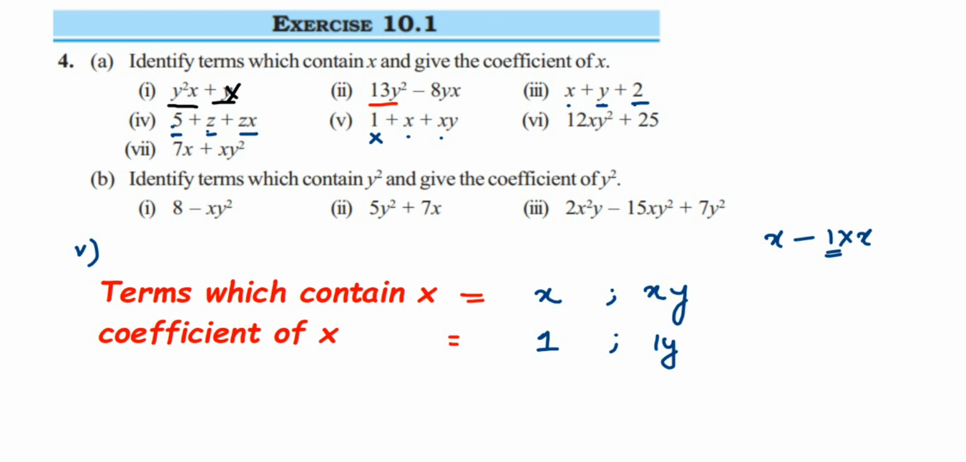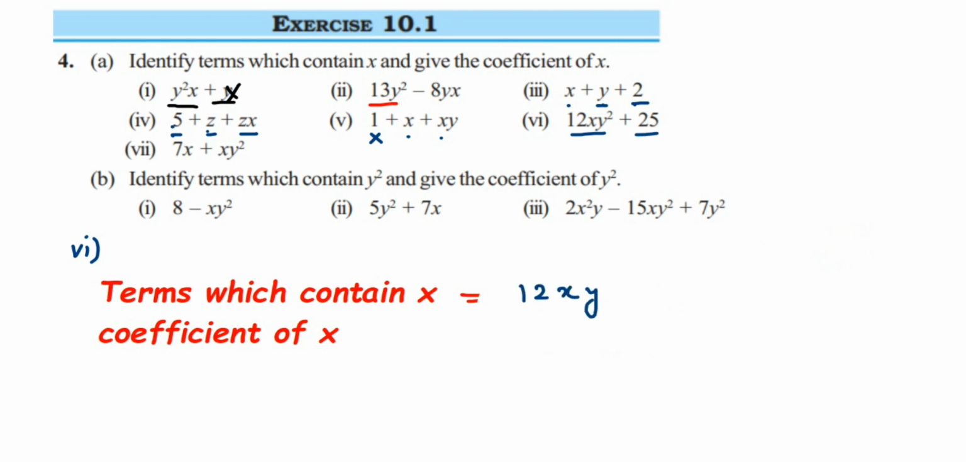The next one, the sixth one, is 12xy square plus 25. 25 is a constant, so don't take it. The next one is 12xy square. Here, apart from x, you should take everything. The coefficient of x will become 12y square. So 12 is the numeric part, and the y square.